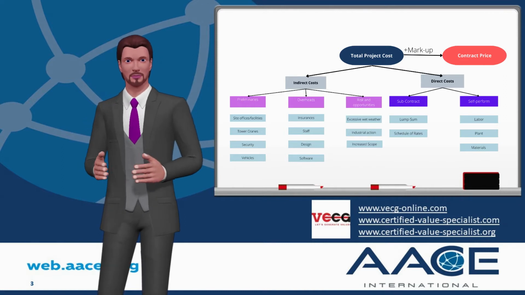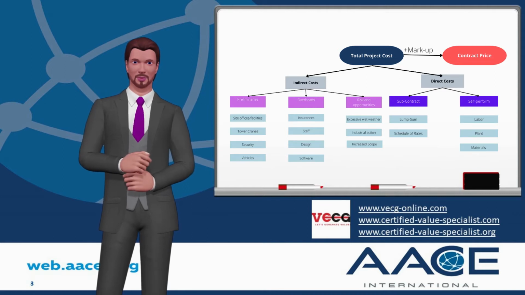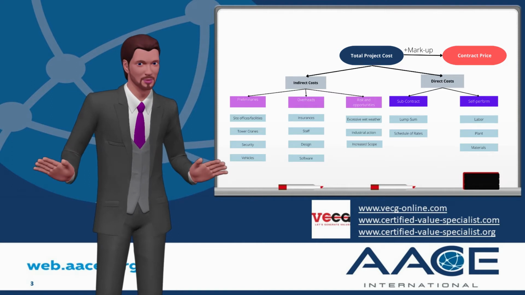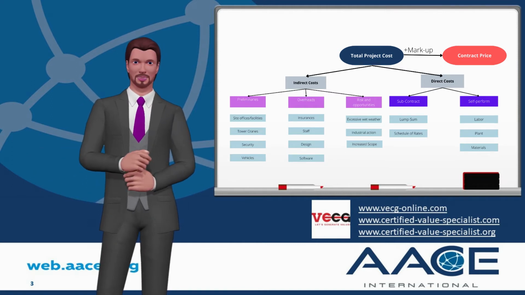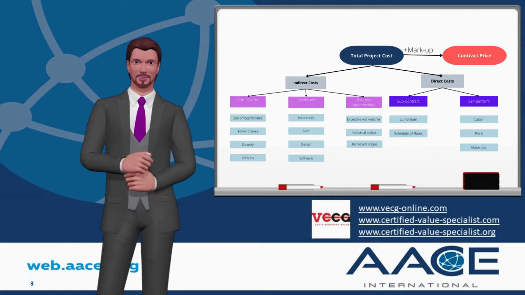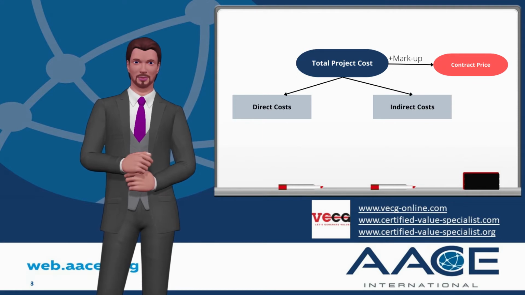So let's start by looking at a diagram about the basic structure of a cost estimate. Normally, we work on quantifying direct and indirect costs, then combining these costs to get our total project costs. We'll then apply a markup to cover our profit margin and corporate overheads, to get the price we submit to the client.